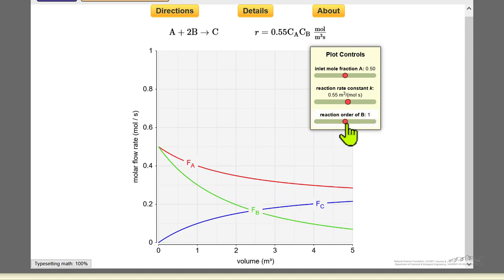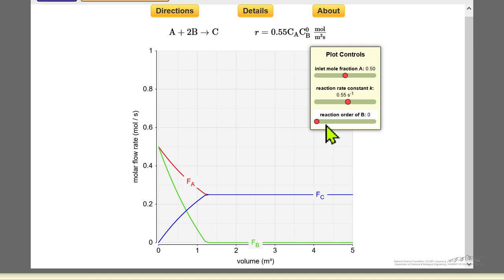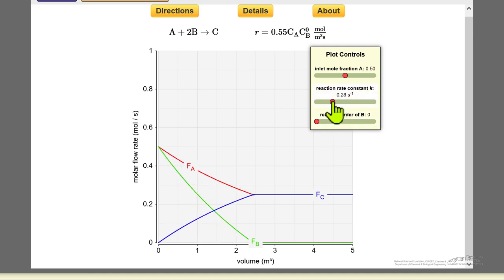You could also make the reaction order zero order in B, and let's spread this out a little bit, lower the rate constant. So now what happens, if it's really zero order, is that all the B can react. It's 2 moles of B reacting with 1 mole of A, and the mole fraction of A is 1/2, so it's not a stoichiometric feed. So we use up all of the B, and then the reaction stops.